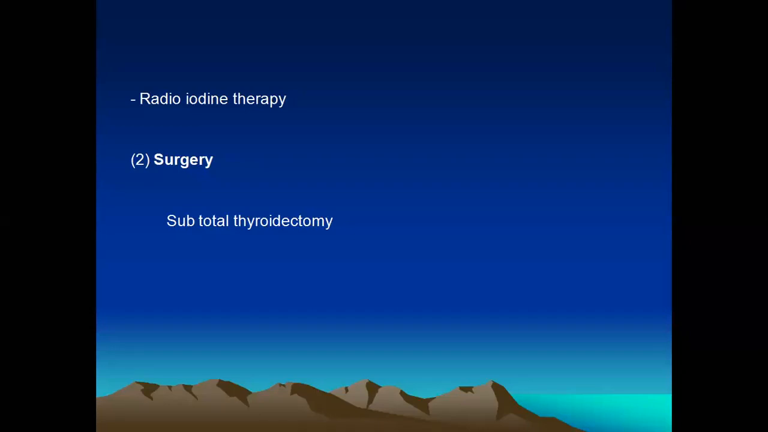Now in pregnancy, the problem can occur. What will happen? Initially the patient could be on antithyroid drugs, and later on you go for surgery, or sometimes the patient may have to take medication throughout life. It depends upon the patient's choice and clinical condition.